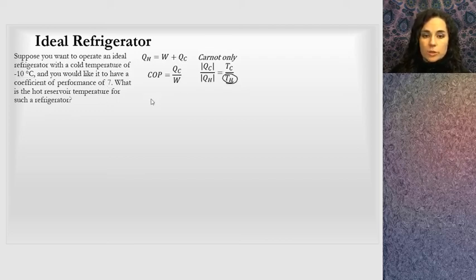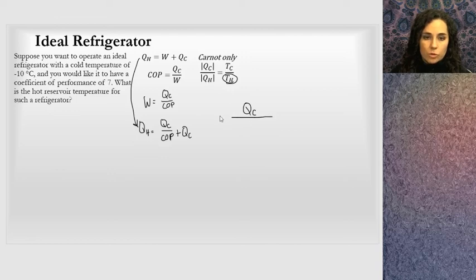I'm going to solve this equation for W. So I get W equals QC over this coefficient of performance, and I'm going to plug it into this equation here. So I get QH equals QC over the coefficient of performance plus QC. I'm going to take that and plug it in over in this equation here. I have QC over QH, which I have an expression for, QC over COP plus the QC, and I know that equals TC over TH.